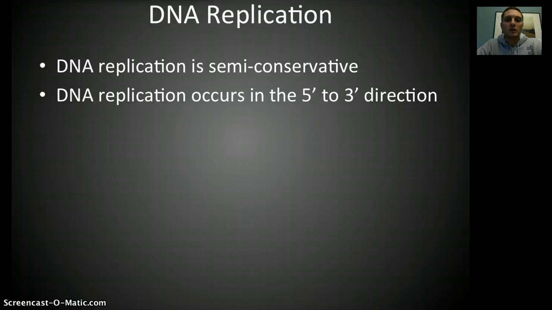DNA replication occurs in the 5' to 3' direction. When we've talked about our DNA structure, we've talked about how there's 5 carbons on that sugar, and so our DNA structure is actually arranged in a 5' to 3' direction. Well, DNA has to be added in a specific 5' to 3' direction. And so as we start to look at some images here, we'll see specifically what this means and how that works.